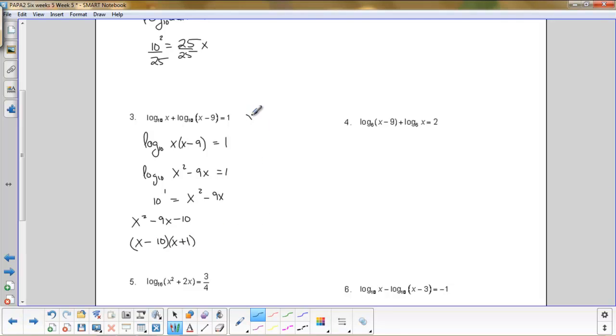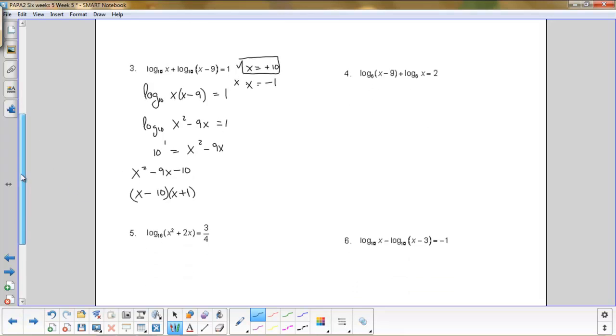So our possible solutions are x equals 10 and x equals negative 1. When checking for extraneous solutions, we're looking for the value that makes any of these arguments negative. If you put a negative 1 in there, it makes it negative. Also, if you put the negative 1 there, it makes it negative. So that means negative 1 is not a solution. 10 is the only solution to this problem.